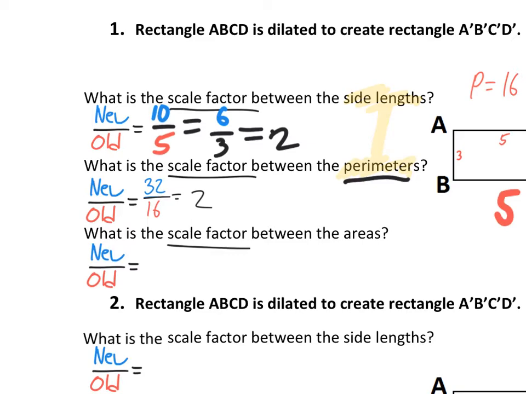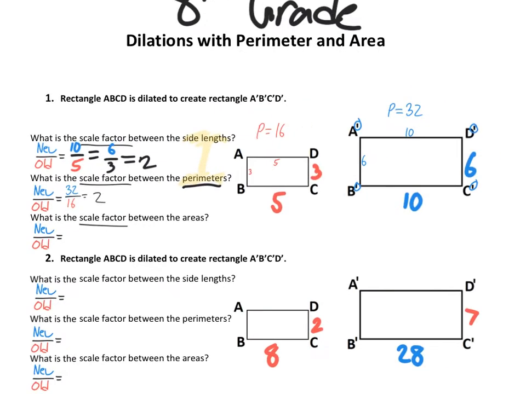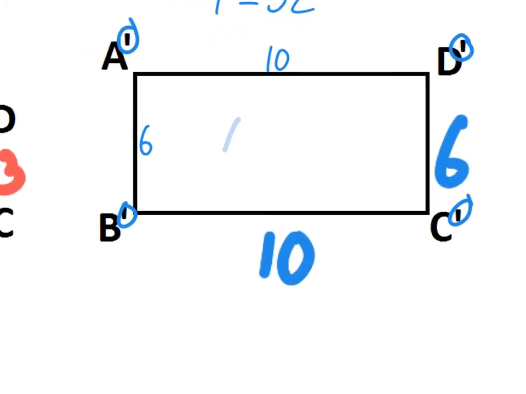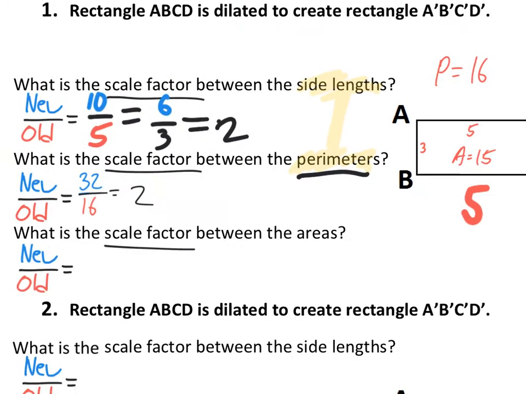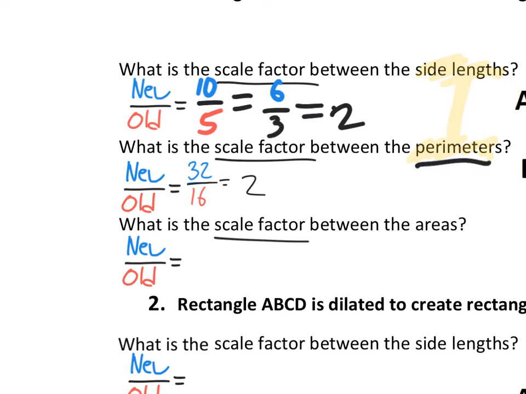But now I've got to do this with the areas. So now I've got to go back and find the areas. The area of a rectangle is just length times width. So I'm going to do 10 times 6 and get 60. Over here in the small one, I'm going to do 5 times 3, and I'm going to get an area of 15. So this time around, I'm doing 60 divided by 15, and I get 4.